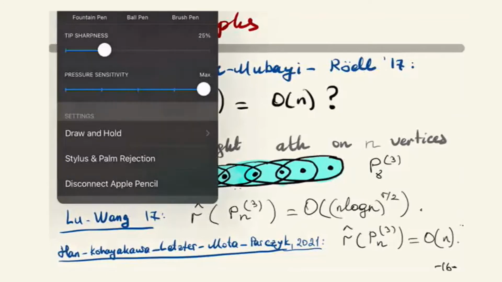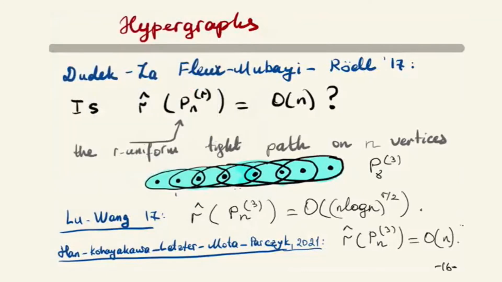What's an r-uniform tight path? So you take basically n many vertices, and every consecutive r vertices are an edge. So here you have the path on 8 vertices and uniformity 3. Every consecutive 3 vertices are in an edge, a 3-edge. And the question was, what's the size Ramsey number of the tight paths?